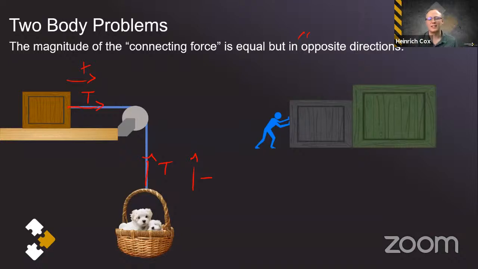But again, as I said, this connecting force doesn't necessarily have to be the tension in a rope. So here, if you have object A and object B, the connecting force is actually here. B is experiencing an F of A on B, and A is experiencing an F of B on A. And these two forces will be equal in magnitude and opposite in direction.